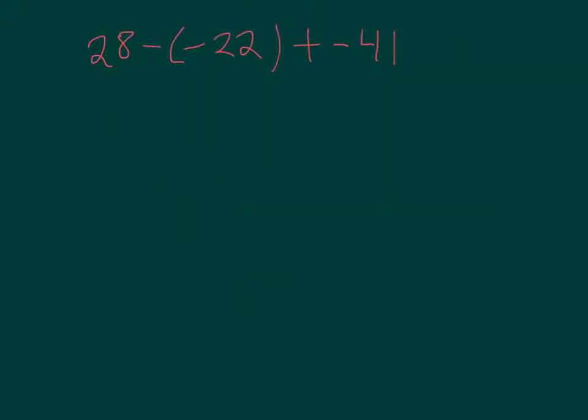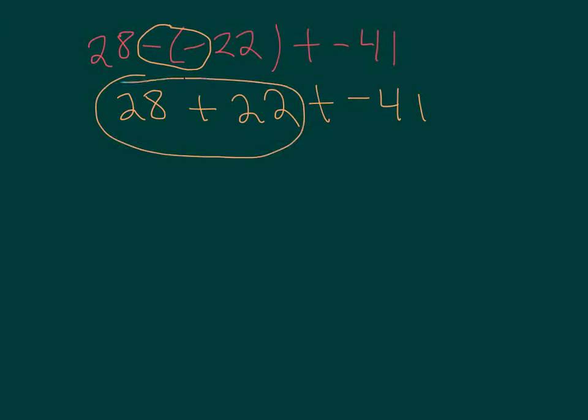Let's do our final problem. I have 28 minus a negative 22 plus a negative 41. I need to rewrite this problem as well. Start with my 28. I have my double negative, so that turns positive, plus my negative 41. Now I'm going to combine my two numbers here. I'll do some mental math. I'll borrow my 2 from here and bring it over there to get 30. 30 plus 20 is 50. So now I have 50 plus my negative 41.